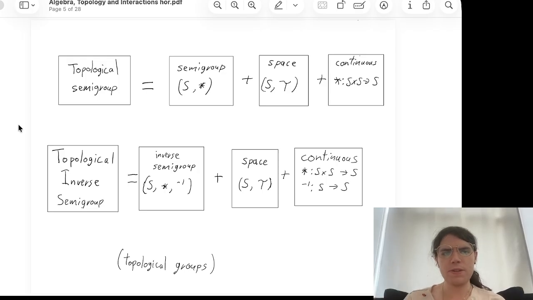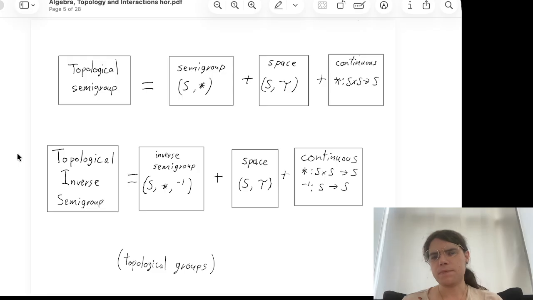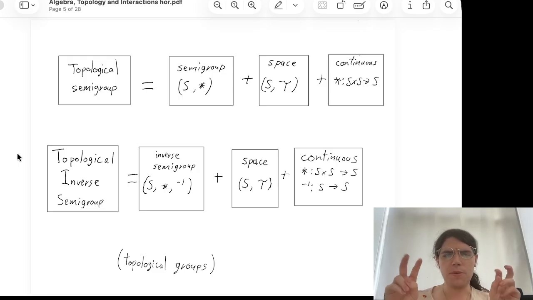There are weakenings of this which are also interesting. And a topological inverse semigroup is the same, except you've also got an inverse operation, which maps each element to its inverse, and that is assumed to be continuous as well. In particular, topological groups are equivalent to topological inverse semigroups which are groups. Topological groups are usually assumed to have continuous inverses. I think a topological semigroup that's a group is usually called a paratopological group.